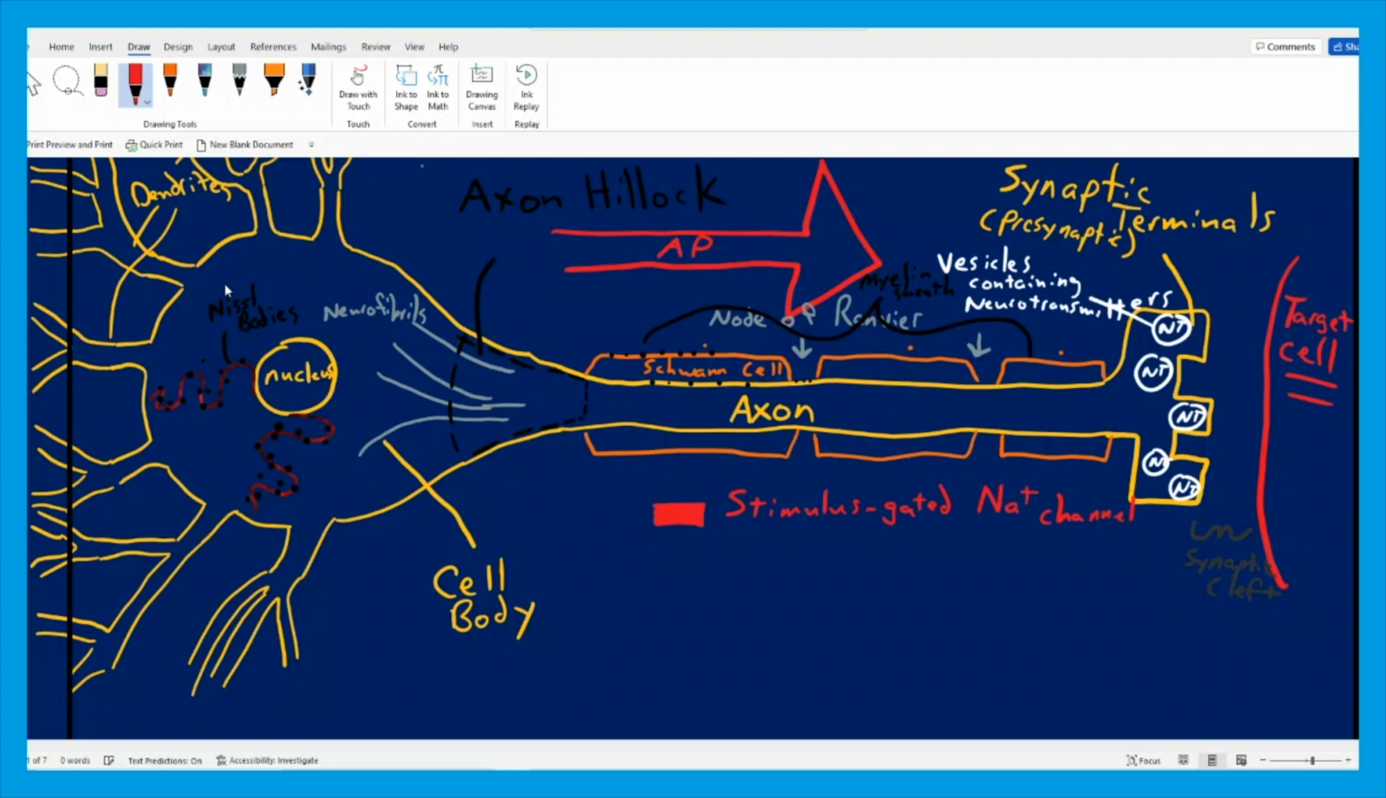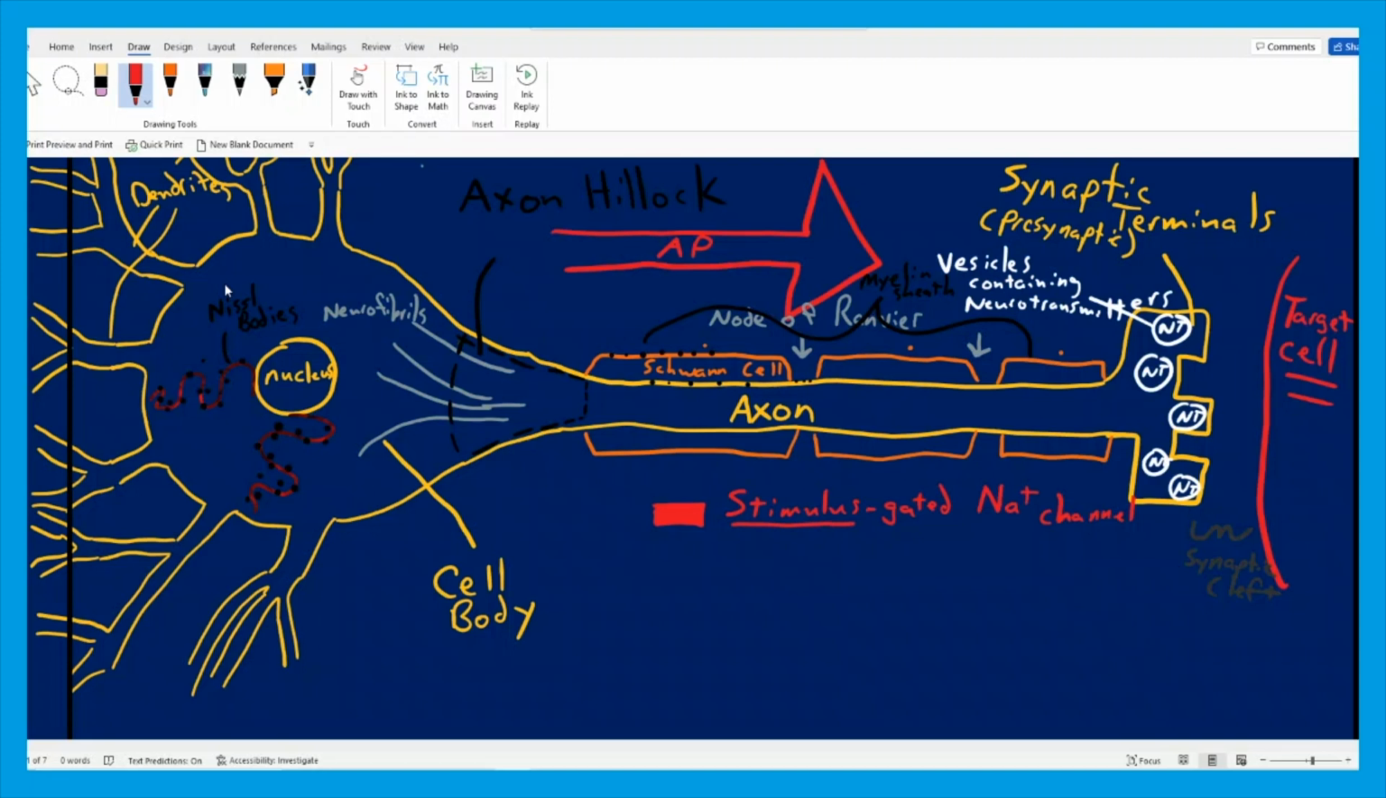Now, remember, feel free to fast forward me. This is an exercise to help you learn the parts of this cell and a little bit about its function. But if you know all this, you can draw it much faster. The drawing of it, I think, is what really helps you out in your lecture and on your lecture test. So stimulus-gated sodium ion channels. Emphasize the word stimulus.